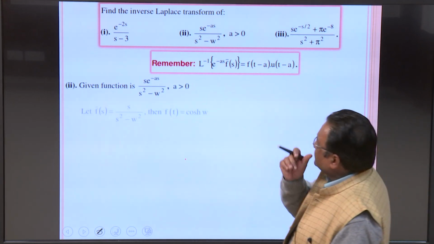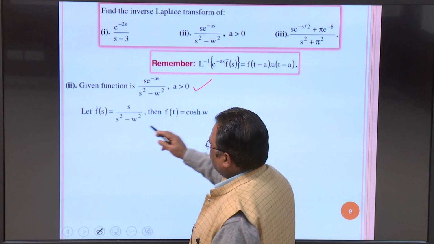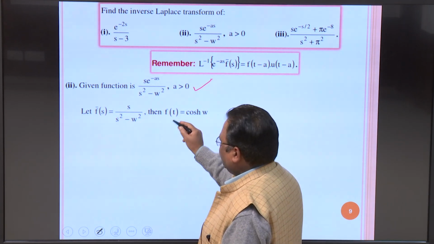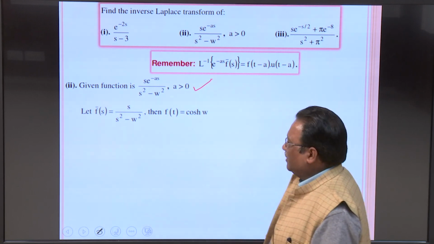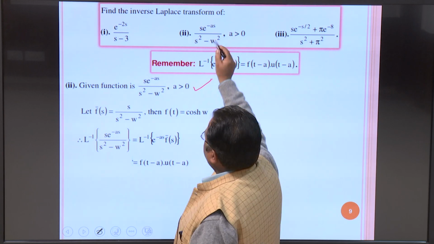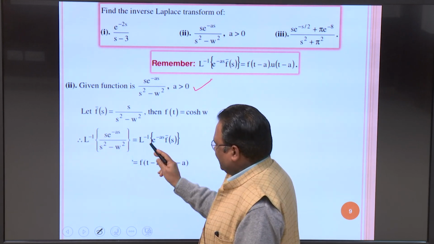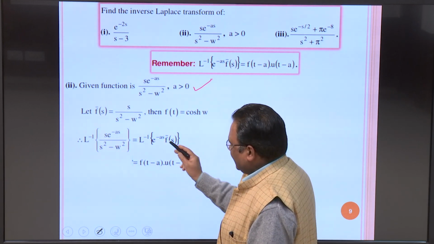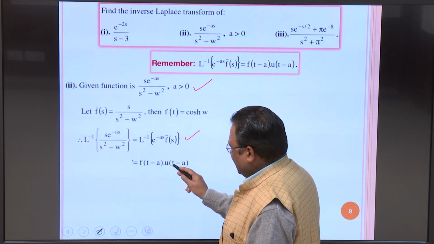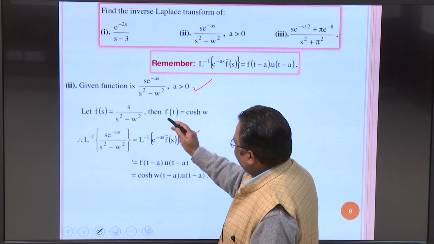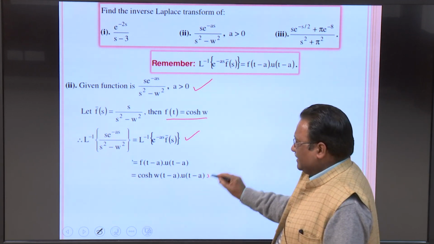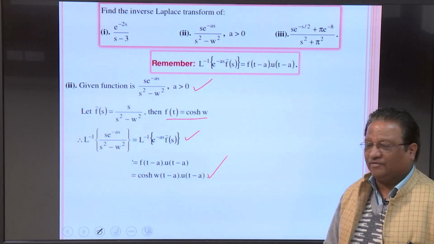So this one is the inverse Laplace transform of the given expression. Similarly, the second case is this. So f bar s is equal to s divided by s square minus w square, then f t is cosh w t, clear. Then calculate the inverse Laplace transform of this function. So this result can be written as L inverse of e raised to power minus as f bar s, and using the shifting theorem f(t minus a) u(t minus a), and f t is this, so cosh w(t minus a) u(t minus a). This one is the inverse Laplace transform.